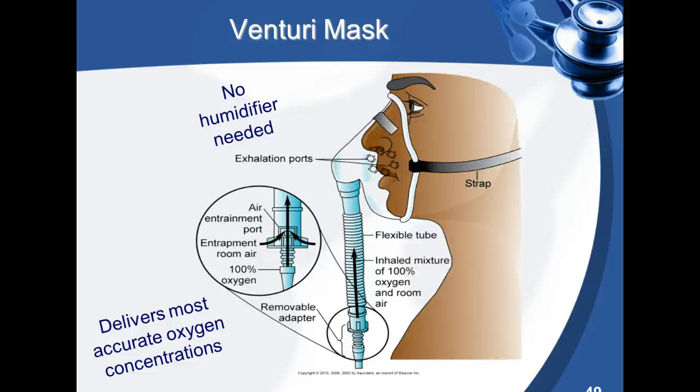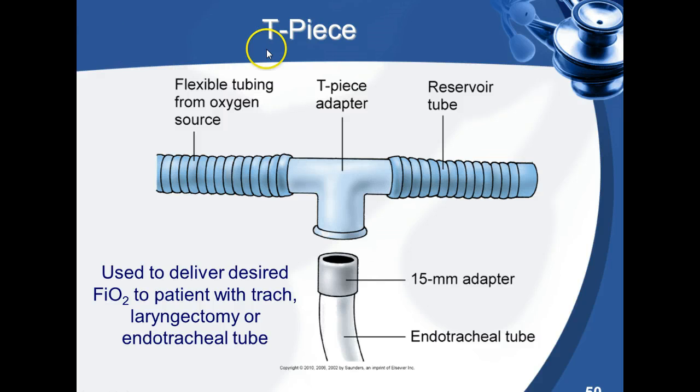So they have what they call the high flow, which will be a Venturi mask, with exhalation ports. Now, what I want you to know mostly about the Venturi mask is that it delivers the most accurate oxygen concentrations of all the masks. Flexible tube, inhale mixture of 100% oxygen and room air combined, is the most accurate, because it has a little dial where you can put a real exact setting on it. A T piece.